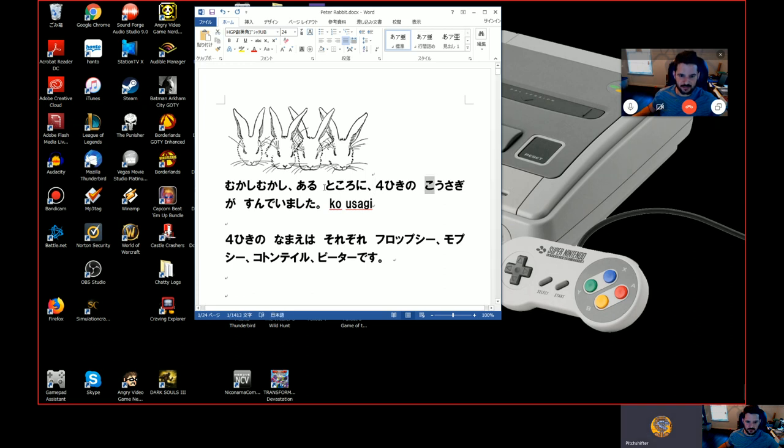What is tokoro? In some place, or in a certain place. Tokoro ni. Tokoro means place.